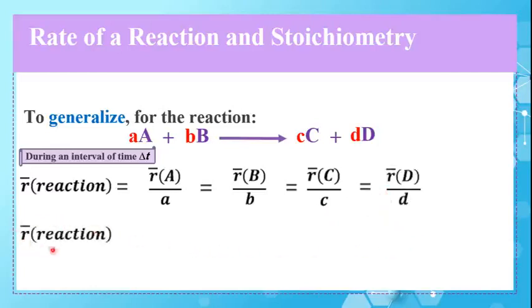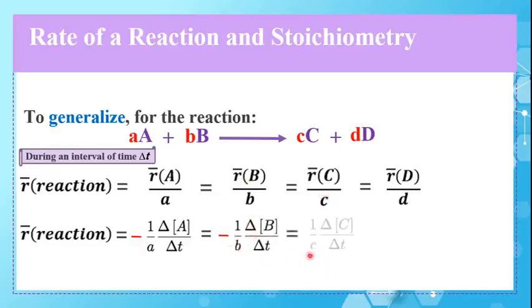So also we can say that the average rate of the reaction is equal to, if we replace the average rate of disappearance of A by its value, we will get minus delta A over delta T, and the stoichiometric coefficient a remains here, equal to the same for B, equal to 1 over c, delta concentration of C over delta T, and the same for D.